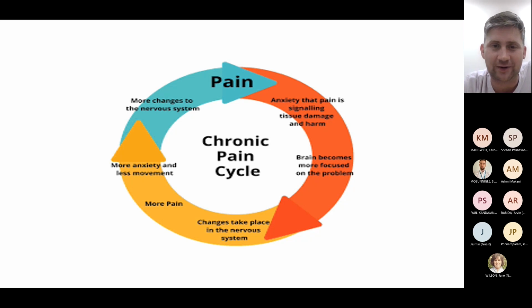So a nice little diagram I found for you, so-called chronic pain cycles. There's pain, anxiety that pain is signaling tissue damage and harm. The brain becomes more focused on the problem, which leads to changes taking place in the nervous system, which increases the pain, and more anxiety and less movement, which again causes more change to the nervous system. So it's just going around in a vicious circle.